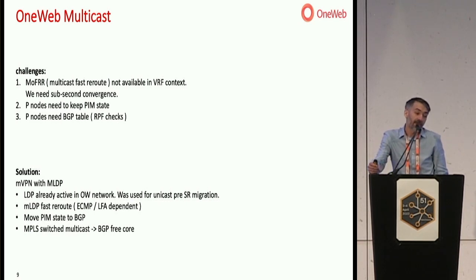What we achieved with mVPN is instead of having the state in PIM, we migrated everything to a fancy new family in BGP and more BGP routes, I guess. Having the multicast be MPLS switched means we can finally take the BGP out of our core nodes. And yeah, maybe deploy some nodes that are not that powerful.